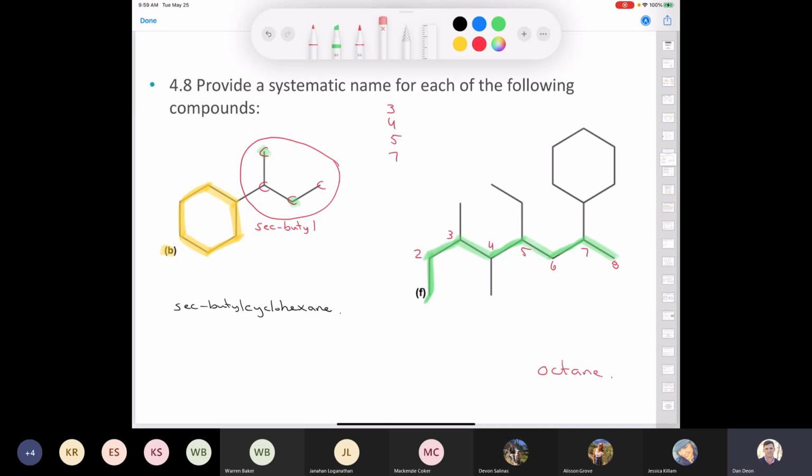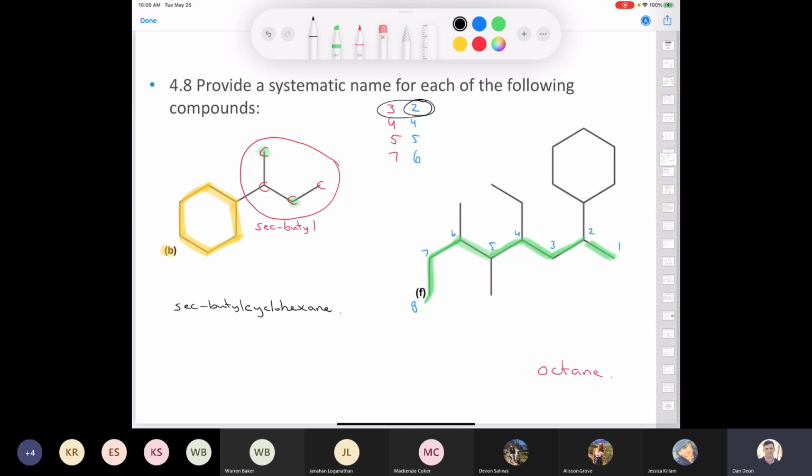If I was to start numbering on the other end, so let me just try and erase all this without erasing the longest carbon chain, which I don't think I can. All right, let's fix it. There we go. We'd have 1, 2, 3, 4, 5, 6, 7, 8. So then we'd have substituents at carbons 2, 4, 5, and 6. Can anybody tell me which way is correct, the way in blue or the way in red? There you go. It's the way in blue, isn't it, right?